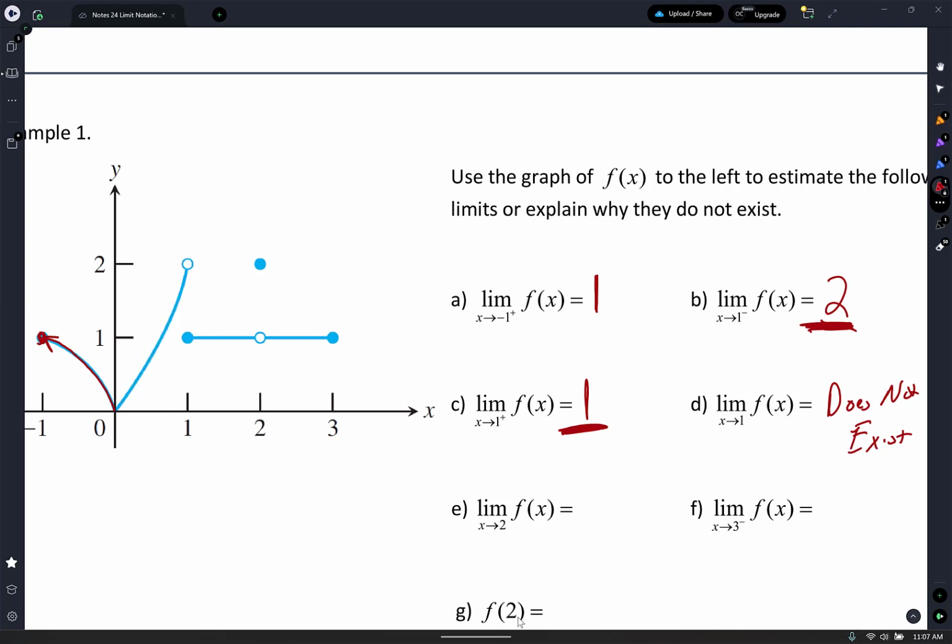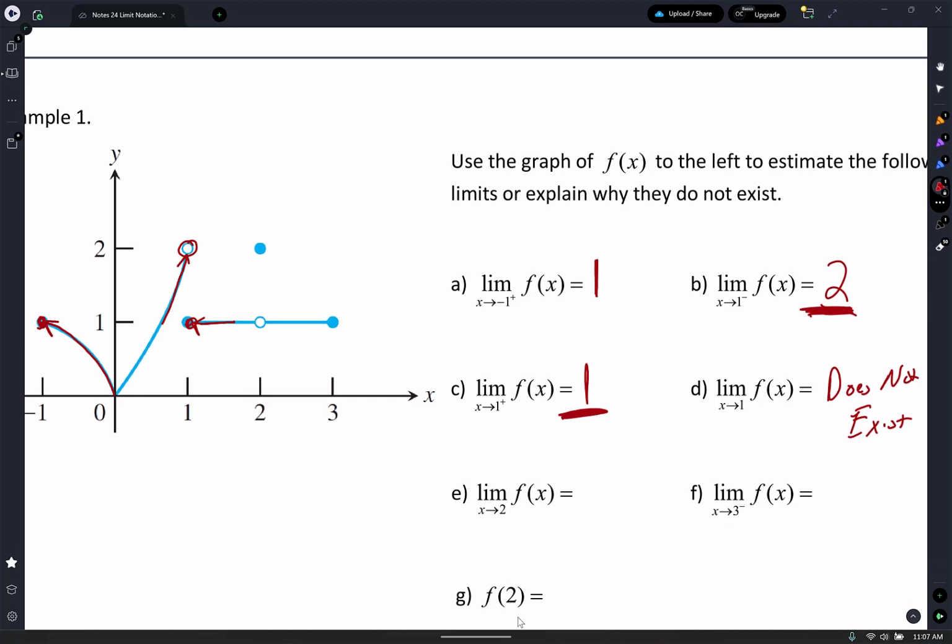Limit as x approaches 1 from the left. Here I am. As I approach 1 from the left, I'm approaching 2. Limit as x approaches 1 from the right. Look, here's from the right. Okay. Letter E. Limit as x approaches 2. I'm approaching this removable discontinuity, but I'm still approaching that value. What is it? 1. If I approach 2 from the right, it's also 1. It matches, so that's my limit. Cool or not cool?